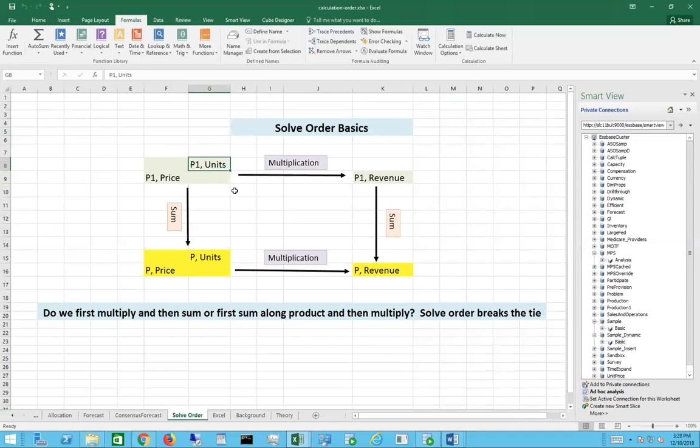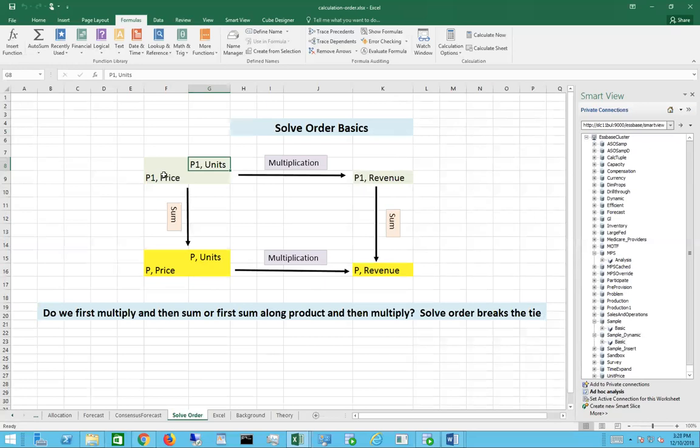Let me explain what I mean. Let's say there is product one and price, and product one and units. This dimension is along product, and this one is along the measure. Now units and price need to be multiplied to compute revenue. Then we sum it to get the product level revenue. There may be P1, P2, P3, and I'm not showing you P2, P3 and all of that, and so on.